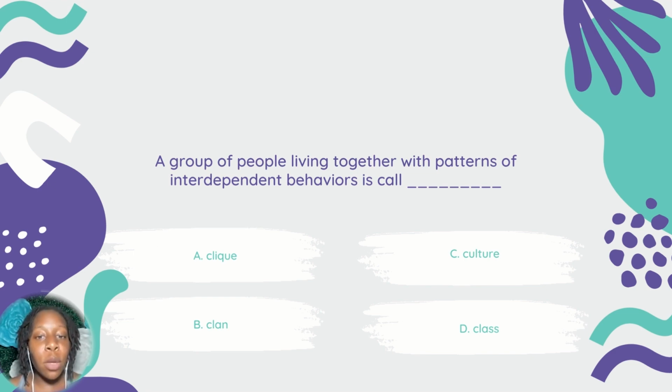A group of people living together with patterns of interdependent behaviors is called. All right, it's culture. So if you think about class, usually it's like, let's say financial class. We're not interdependent. We just have the same type of income. We have similar lifestyles, but we're not interdependent upon each other. When you think about a clan, it usually has a negative connotation. This particular question or statement wasn't a negative connotation. And then when you think about cliques, they are dependent. There's no interdependence. They're 100% dependent upon each other in the establishment of this clique.